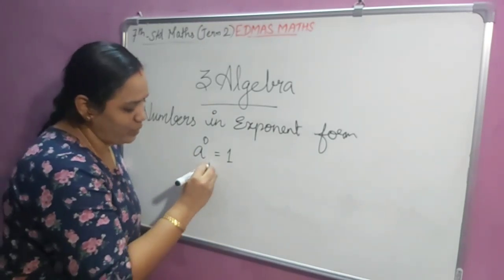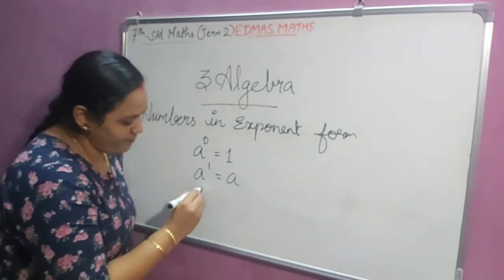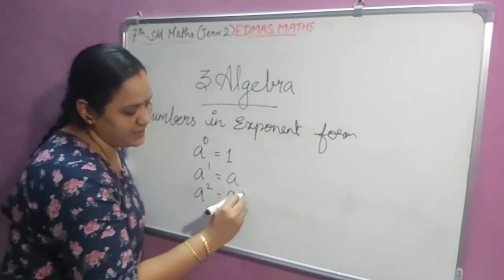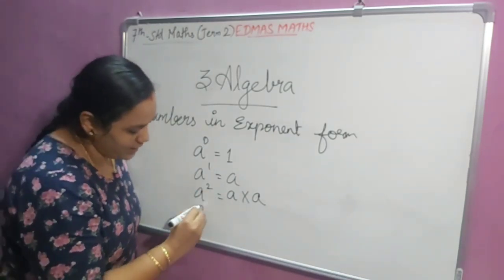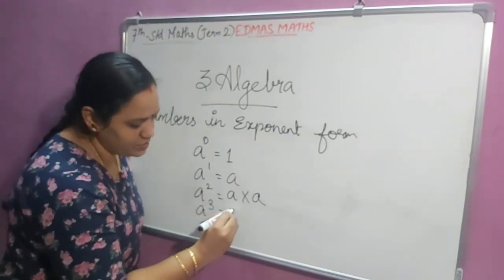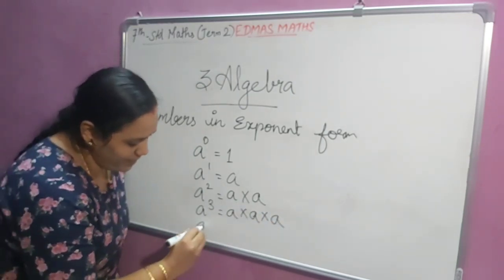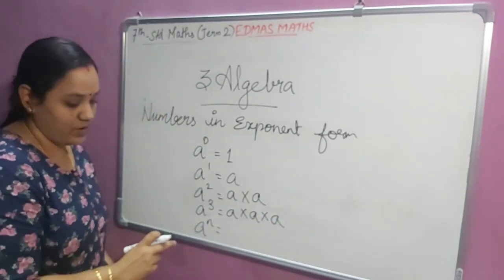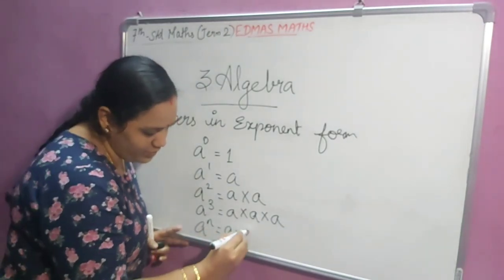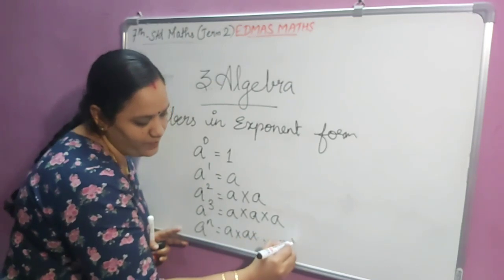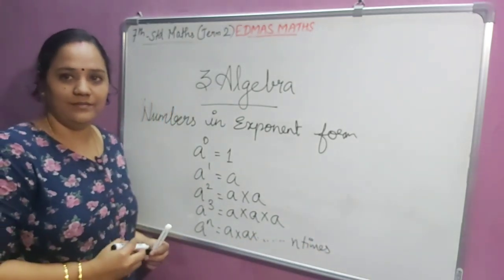So a power 1 is nothing but a. Am I correct? A power 2, we can write it as a into a, 2 times a. Likewise, a cube is equal to a into a into a. So a power n, the number of times is n times. So a into a into a, etc., up to n times. That is a power n.